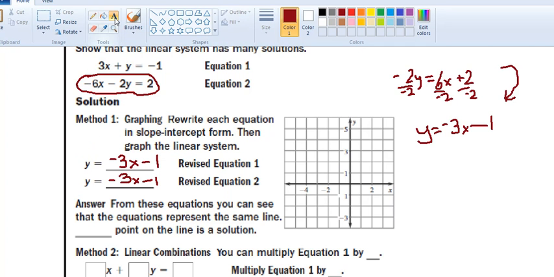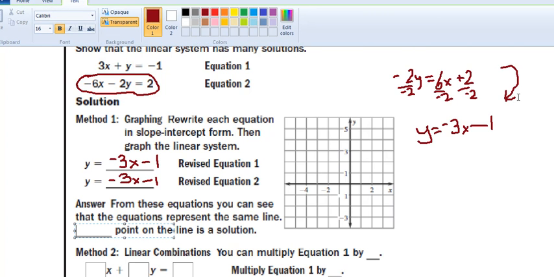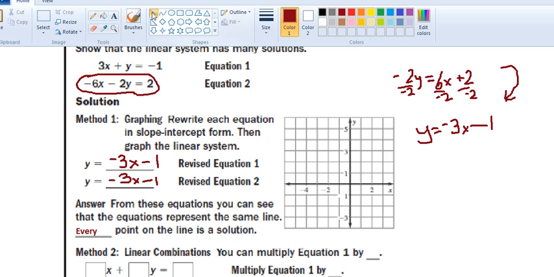Now, since these came out to be the same exact thing, when you plot them, you'll find that they represent the same line. So every point on the line is a solution. And I think it graphs something, if you graphed it, maybe like this. So once you graph the first line, you see the other one basically is just going to land right on top of it.